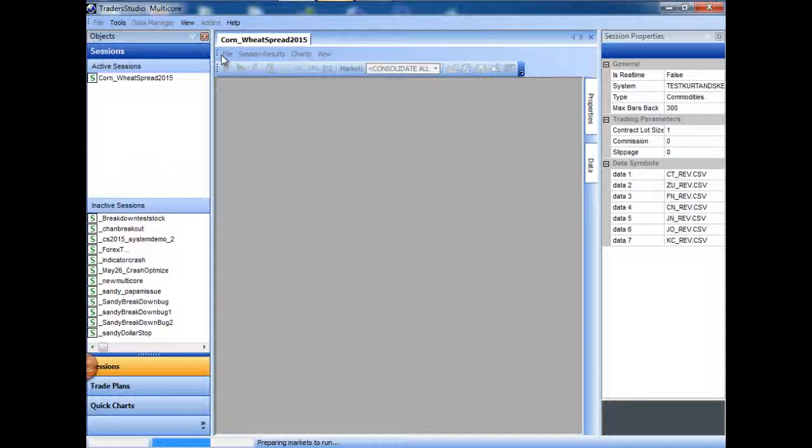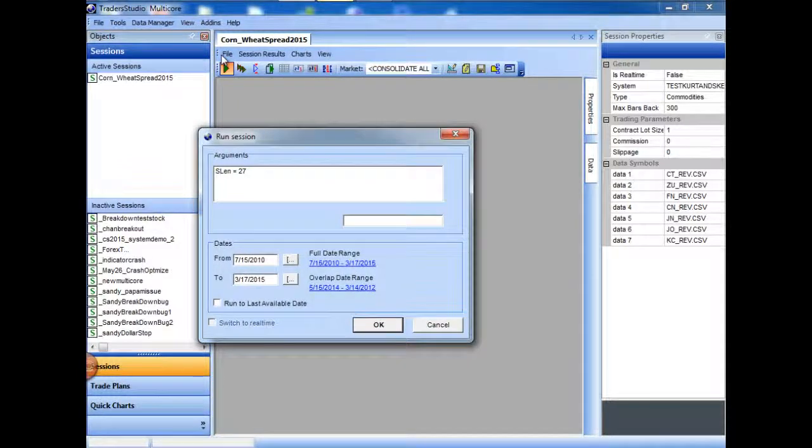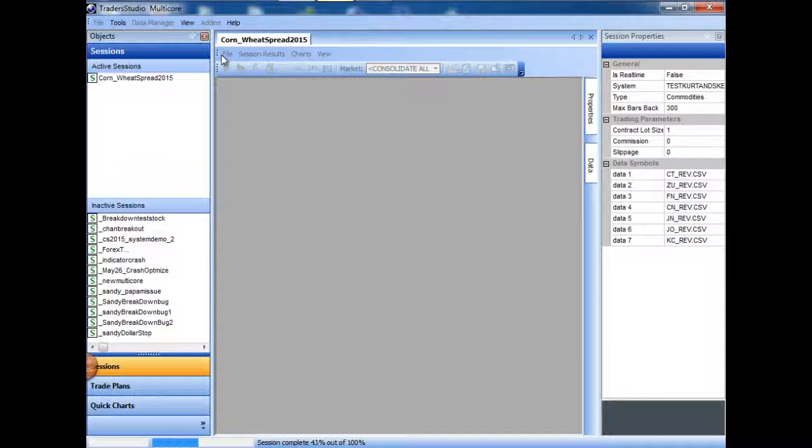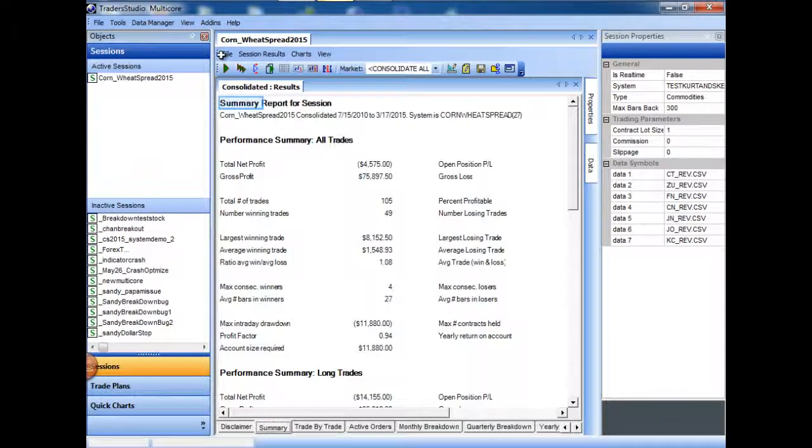Now, we're not trying to make money here. This is just a simple example of showing you how to do it. So we're going to pick the full date range, and I'll explain to you why in a second. And we can do a back test.